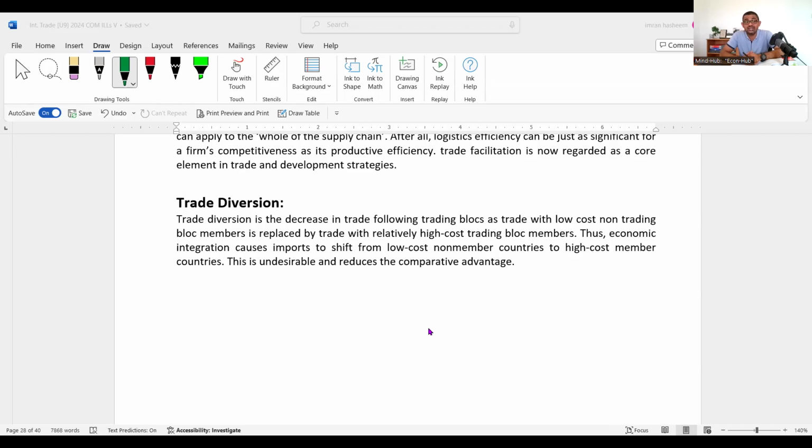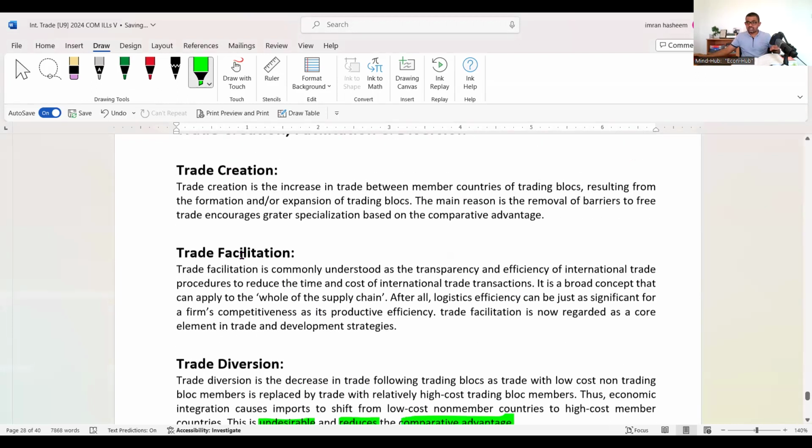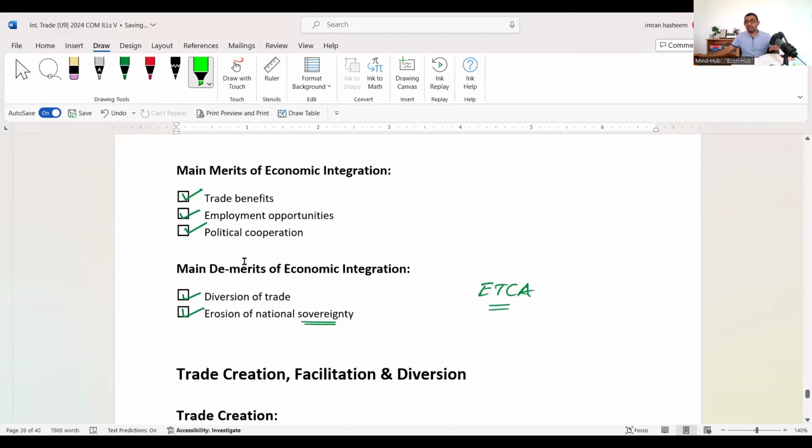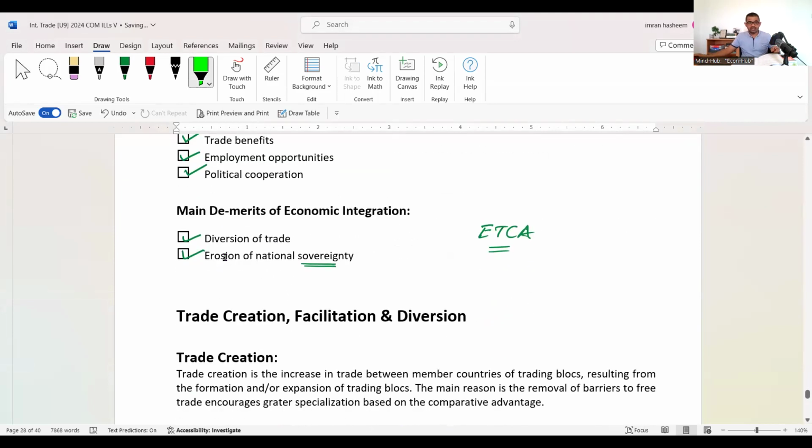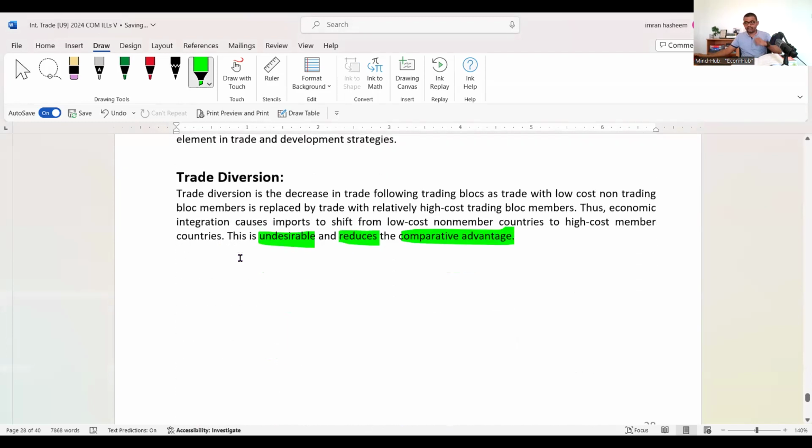This is undesirable. So, trade diversion is generally undesirable and reduces the what advantage? Comparative advantage. It reduces the comparative advantage. So, now you know trade diversion. That's why it was given as a merit or demerit: a demerit, diversion of trade.